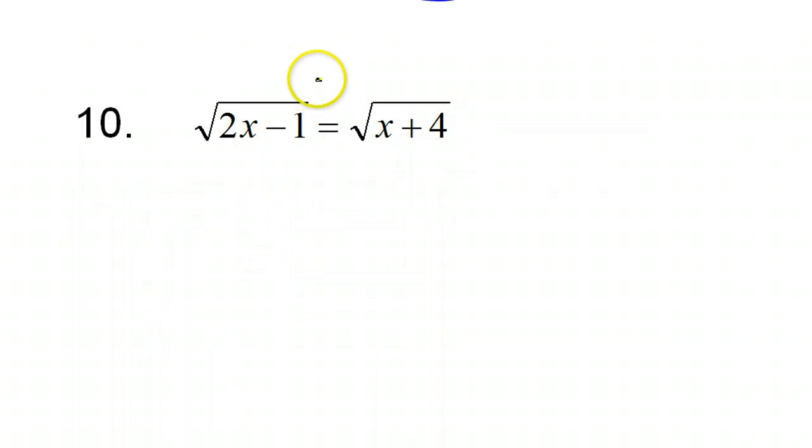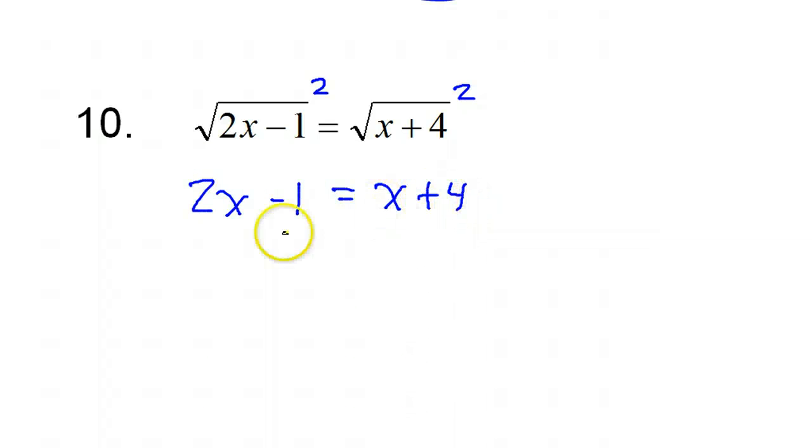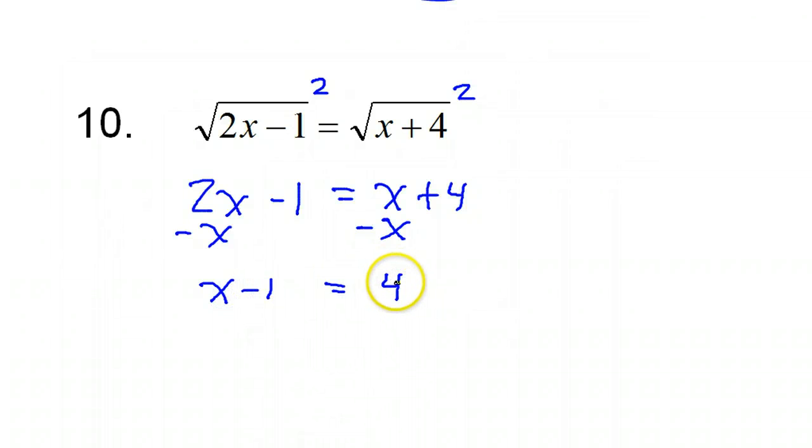Number 10, got to square both sides to get rid of those radicals. So that'll be 2x minus 1 equals x plus 4. Subtracting x from both sides gives me x minus 1 is equal to 4. Adding 1 to both sides gives me x equals 5.